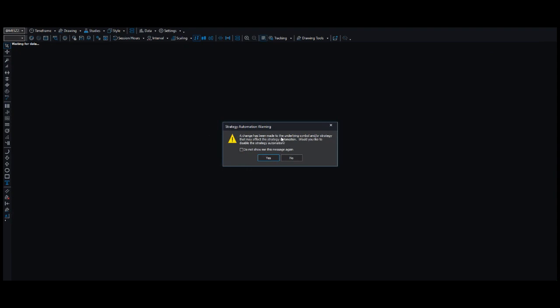A change has been made to the underlying symbol and strategy that may affect the strategy automation. Would you like to disable the strategy automation? No, because I'm in a trade right now, so I'm gonna leave it. I'm gonna say no. I want that trade to close. I hope that you're gonna make money.